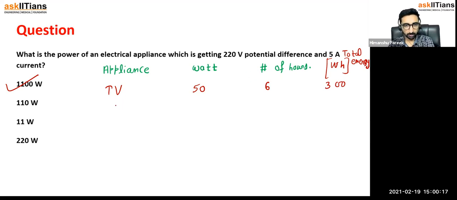Then later on, let's say somebody uses bulbs, and each bulb is of, let's say, 40 watt, and we are using it for 8 hours in a day. So for one bulb, 40 watt, 8 hours means 320. 40 multiplied by 8 is 320. But we have 3 bulbs here in the house, so everything will get multiplied by 3. So 3 multiplied by 320 would give you 960 watt hours.